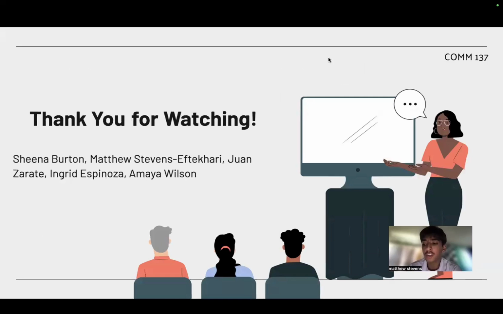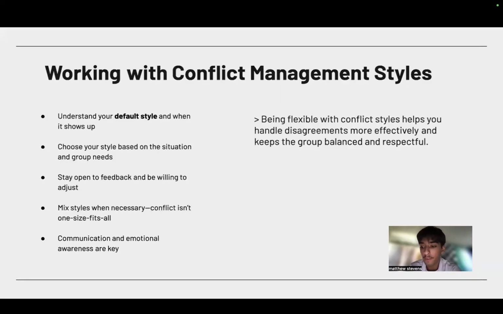So, how do we actually work with these styles in real life? First, we have to get real with ourselves. What's your go-to conflict style? Some people naturally avoid, others compete. Once you know your instinct, you can learn when to switch it up. For example, collaborating might be the best for solving deep disagreements, but compromise could be more efficient for smaller group decisions. Being flexible and more respectful in how we manage conflict is honestly one of the most important communication skills that we can develop.